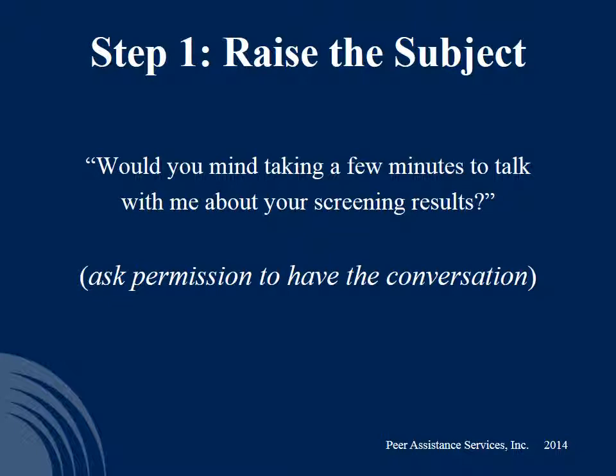In step 1, you simply gain a person's permission to have a conversation about alcohol. You could say something like, would you mind taking a few minutes to talk with me about your screening results? Or would it be okay if we talked for a few minutes about how alcohol can affect your health?